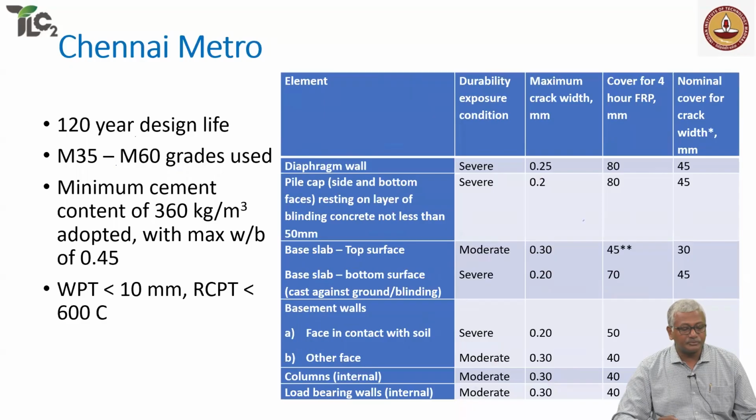In Chennai Metro, we had a 120-year design life strategy again. 35 to 60 MPa grade concretes were used, and these were the durability criteria that were used, WPT and RCPT. Water penetration test of less than 10 millimeter water penetration into the concrete under a 5-bar pressure applied for 3 days. That's how the test is. And then you have RCPT of less than 600 coulombs. That was actually applied. And they had crack width criteria also for the different elements of your underground construction.